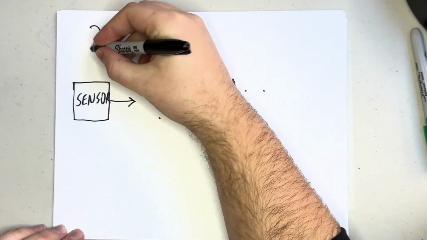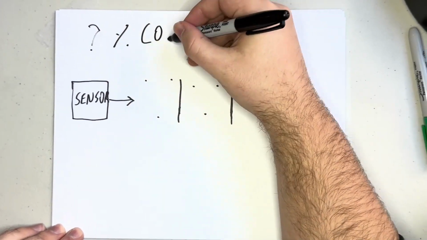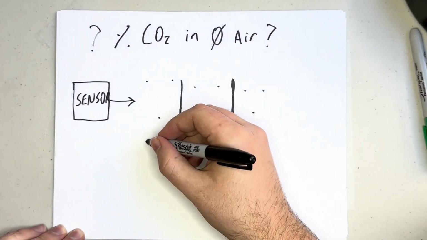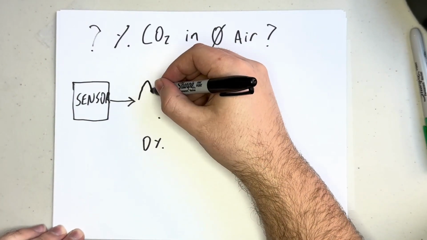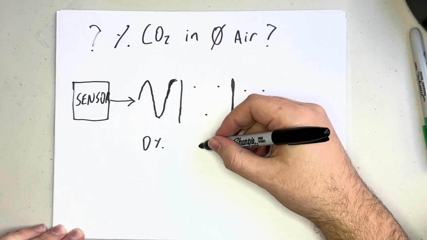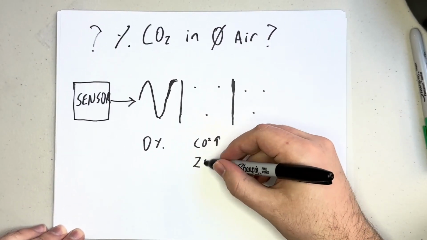By monitoring the amplitude of our acoustic signal with the sensor, we can estimate the percent concentration of CO2 in an atmosphere of air. As the concentration of CO2 increases, the amplitude of our acoustic signal will decrease.